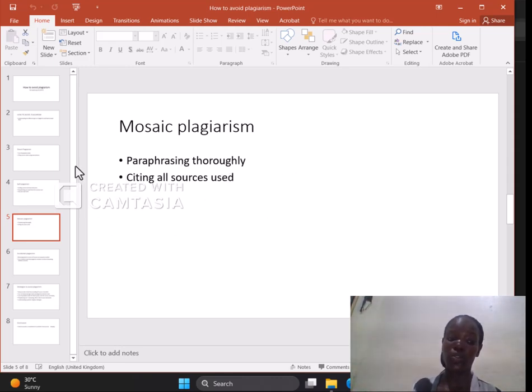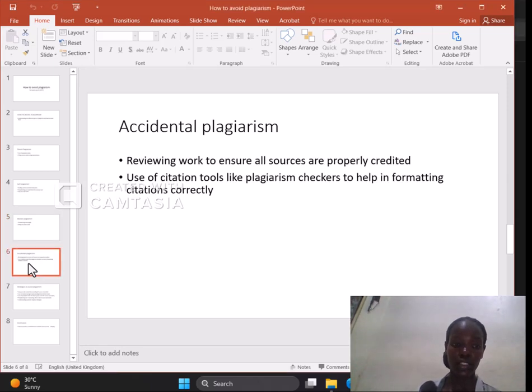You have to cite all the sources used, that you used this source and this source, so that the one who will collect your work will know that the work was not yours. However, you used someone's work to understand, but you phrased your own work. You just pick an idea from someone's work, then you explain it in your own way, the way you understand it. So that is the way you will avoid mosaic plagiarism.